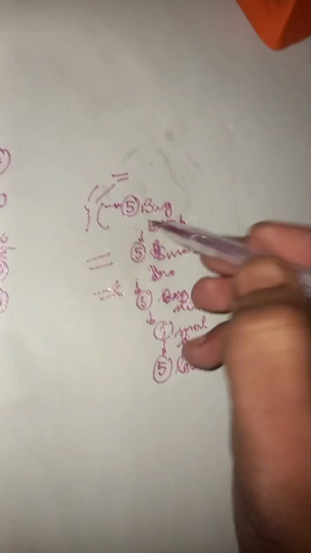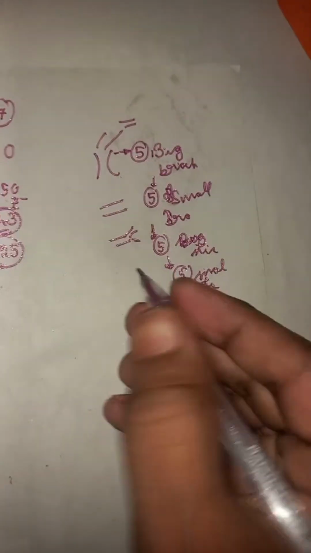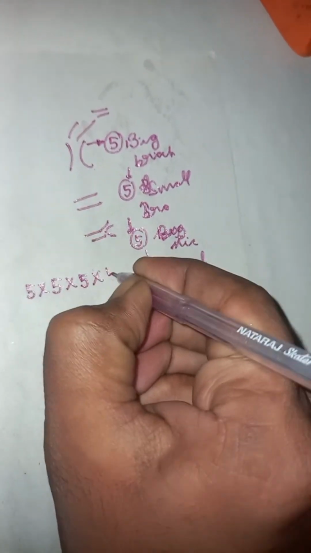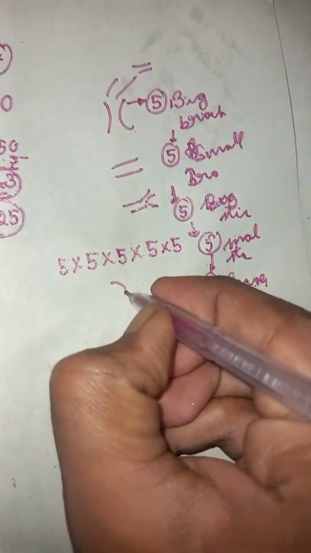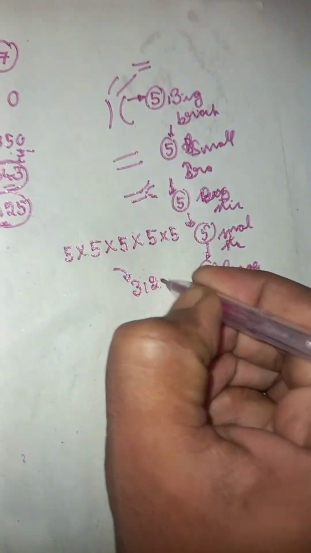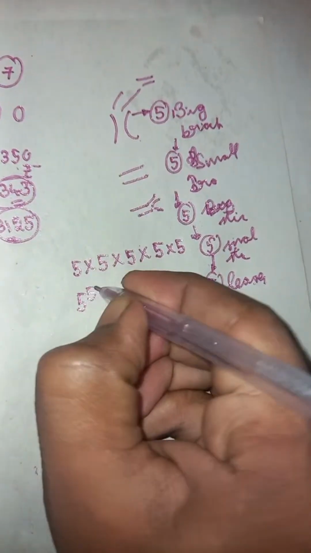So what is the total number of leaves in the tree? It is 5 times 5 times 5 times 5. You need to multiply 5 five times. It is going to become 3125. That is the total number of leaves in the tree. That is the total number as 5 to the power of 5.